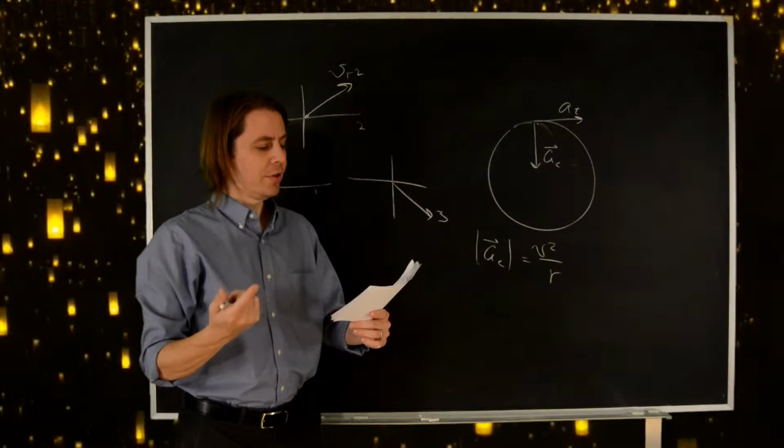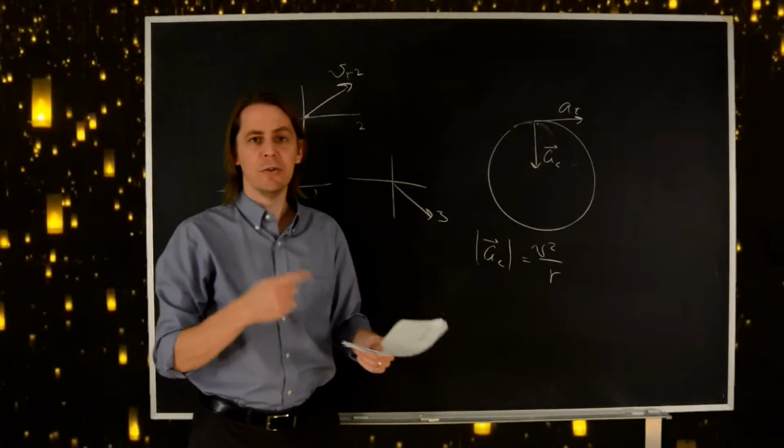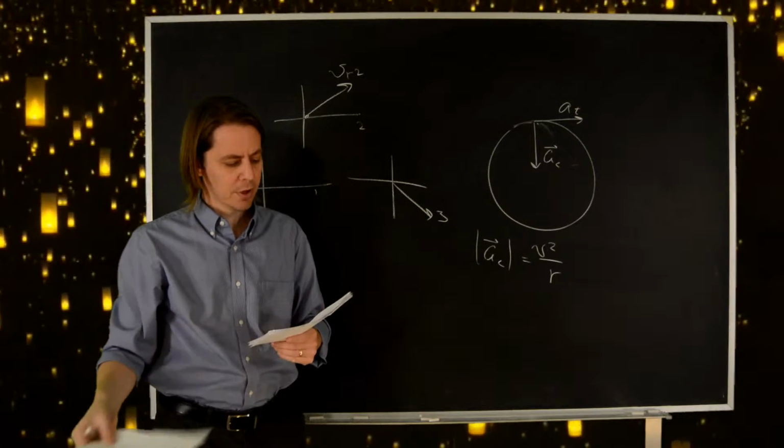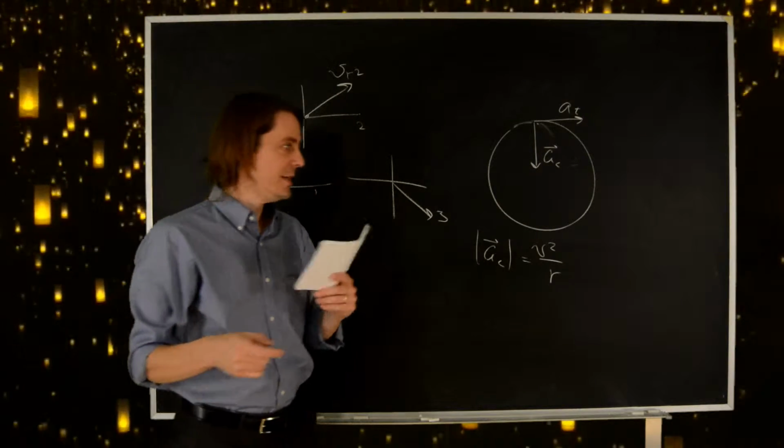So I forgot the question. The difference, yeah, is this is a vector with a direction, this is just the magnitude, the length of that vector. What is a_r and how does it relate to a_c and a_t?